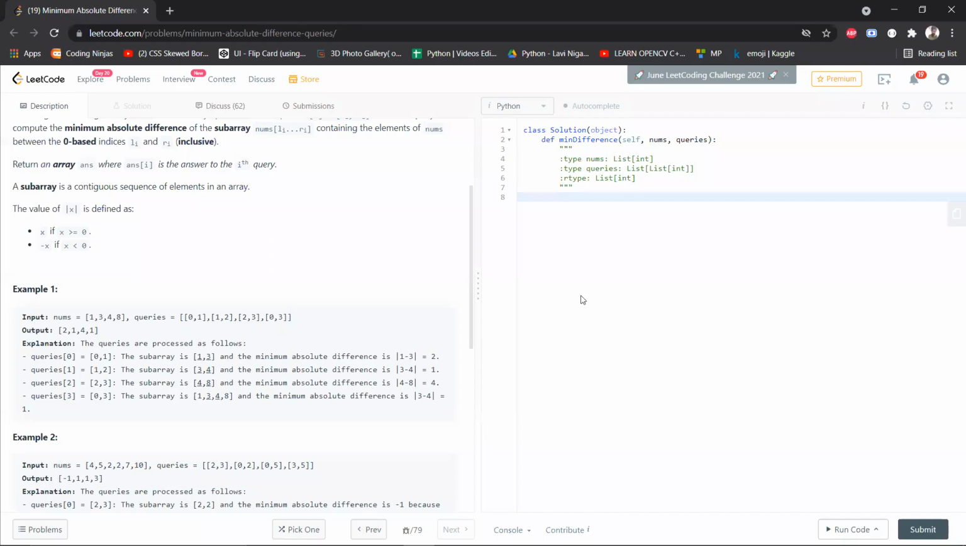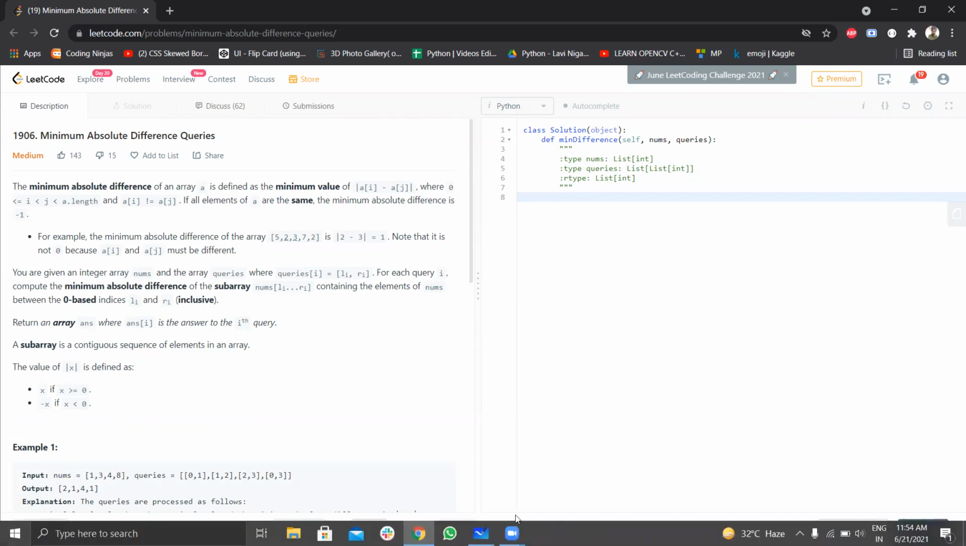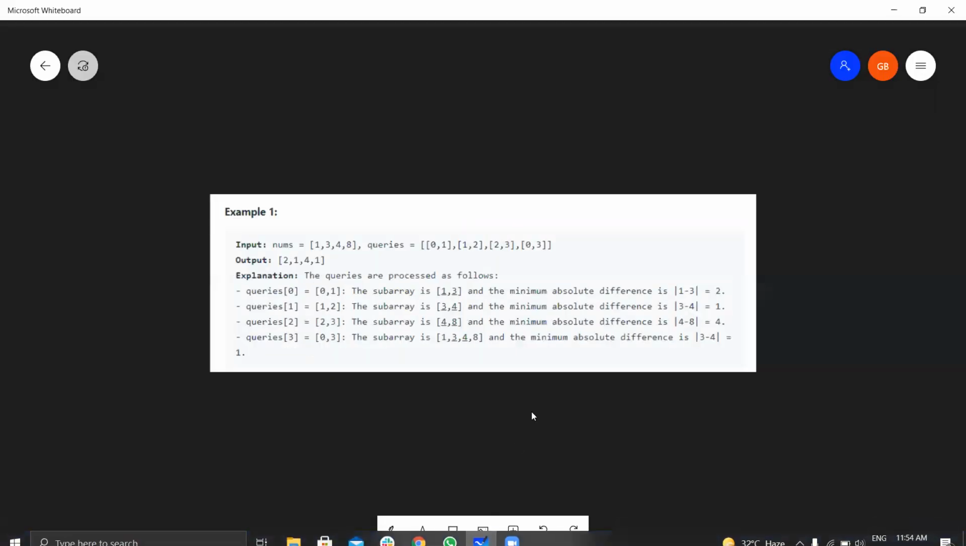Hello everyone, and welcome to the explanation of a new problem. So in this video, we are going to discuss question number 4 of LeetCode Contest 246, Minimum Absolute Difference Queries. The description of this problem is pretty small, and I think I can just simply jump over to the example to explain what this question is asking us to do.